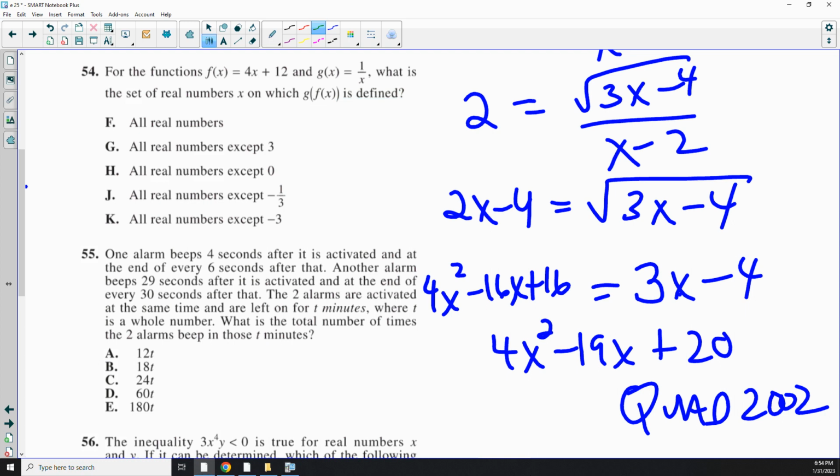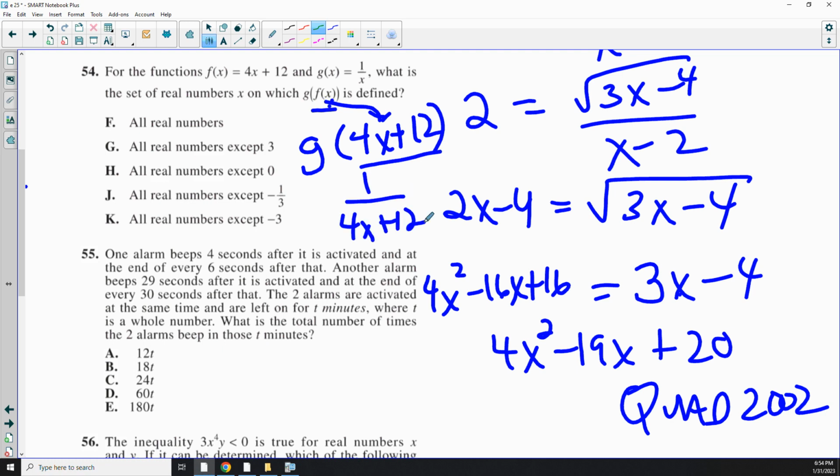Where is g of f of x defined? Well, again, you're going to plug f in right here, and f is 4x plus 12. That's me copying it. Now what does it do? It goes into g. So g is 1 over 4x plus 12, and who remembers? The bottom can't be 0.